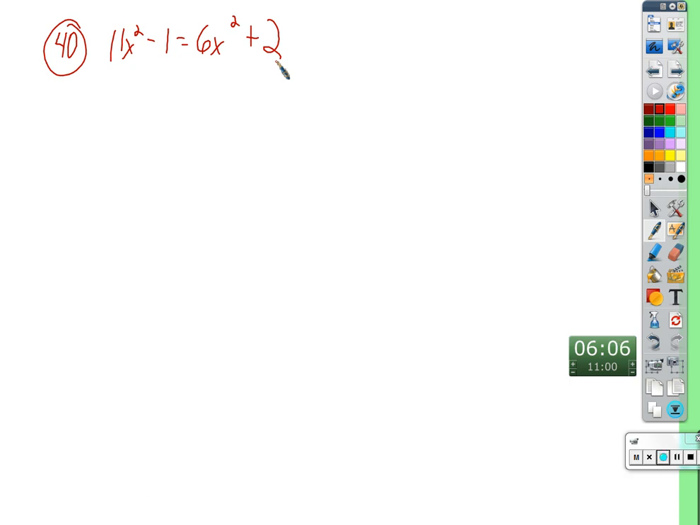Okay, so you guys work on it. Equal to 0. When the one side is equal to 0, you gotta subtract 6x squared. These are like terms, you put those together. Subtract 2. These are like terms, you put those together, so you get 5x squared minus 3 equals 0. So to use the quadratic formula, we just need to identify a, b, and c.